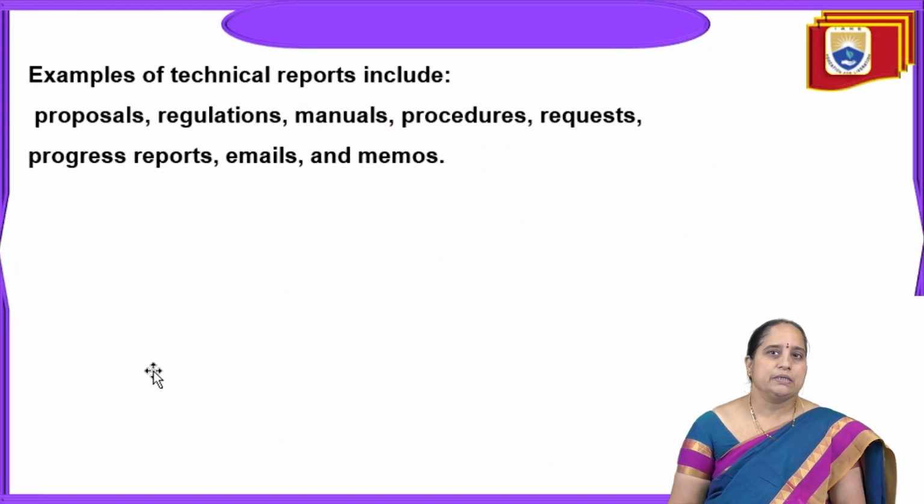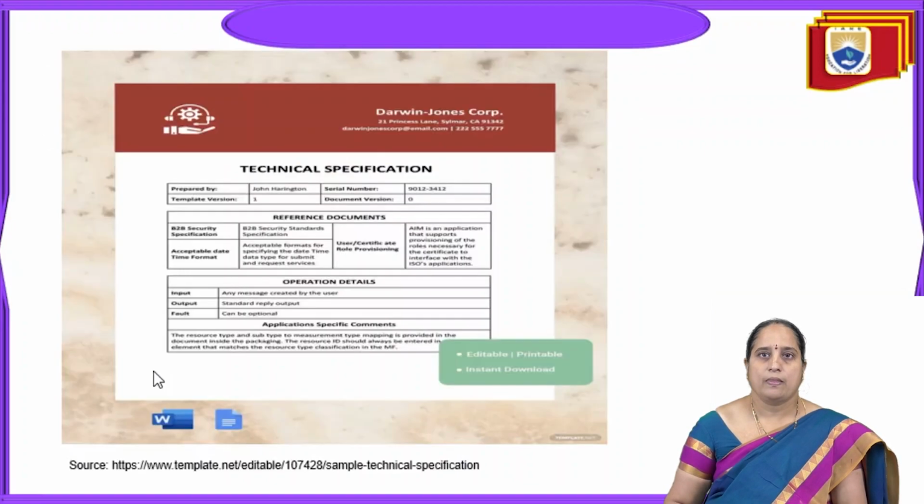Examples of technical reports include proposals, regulations, manuals, procedures, requests, progress reports, emails, and memos. All these types of things come under technical reports. This is a sample technical report, the technical specifications of a particular company. That data they used to present in the form of a report.